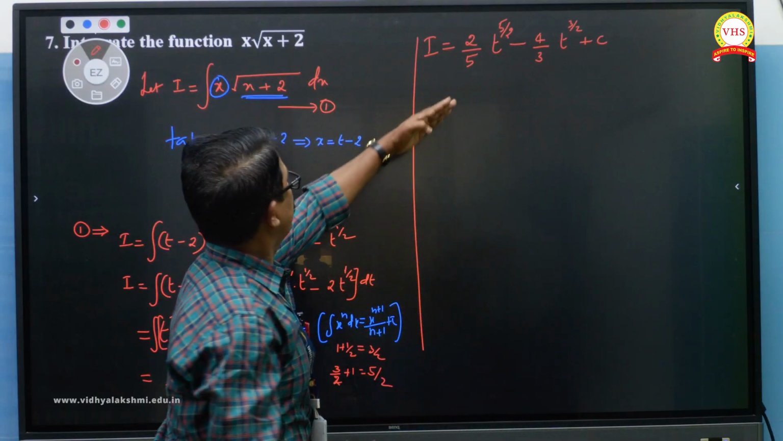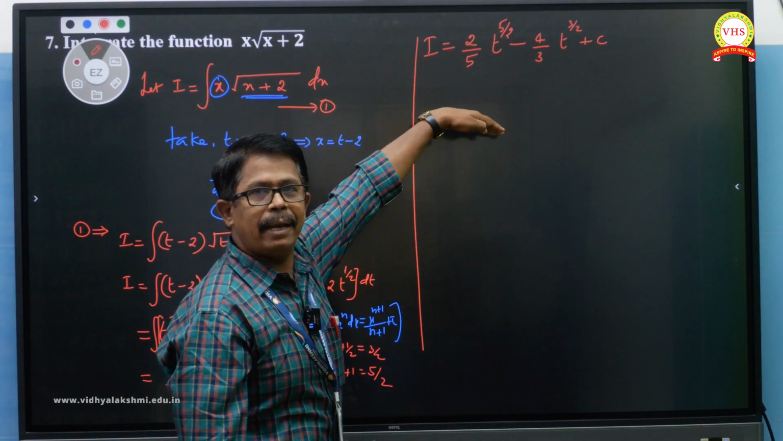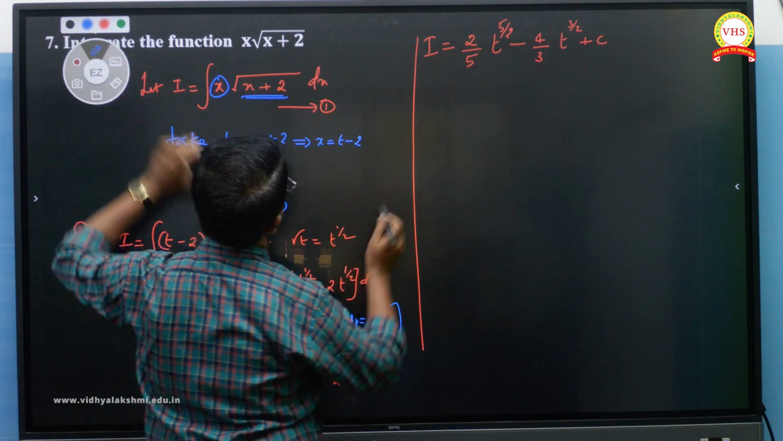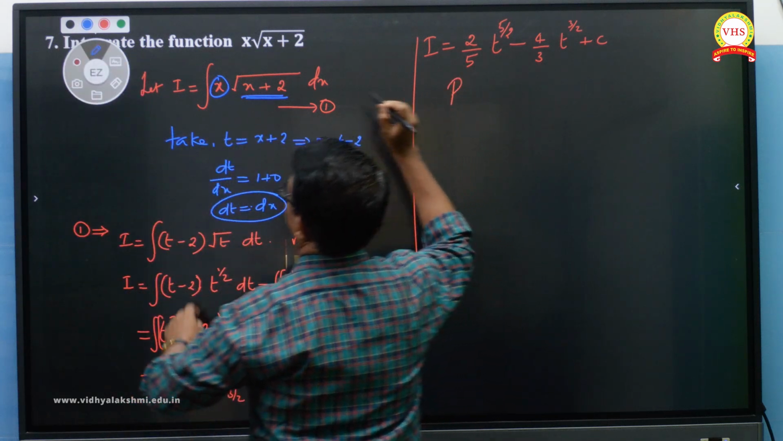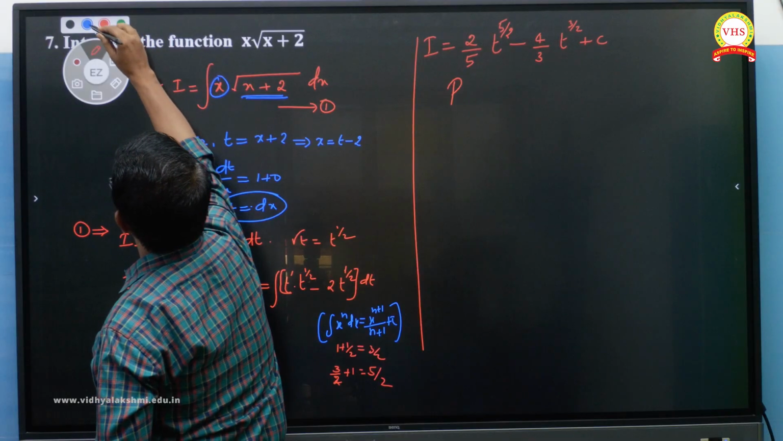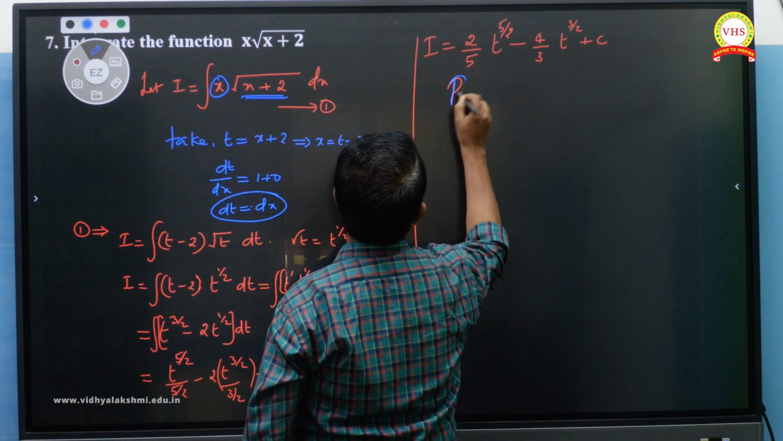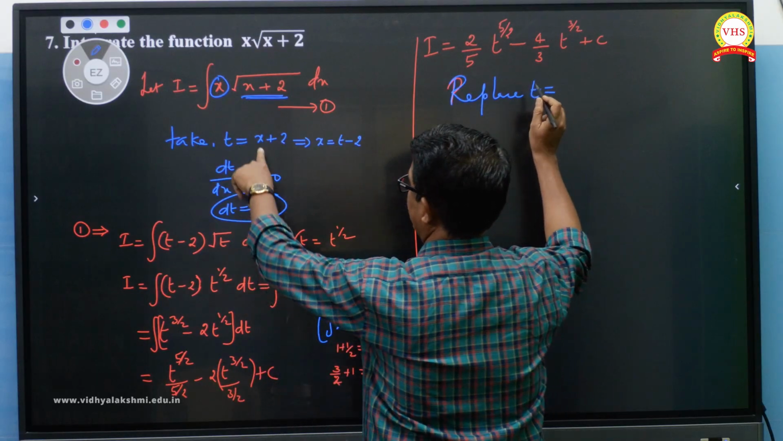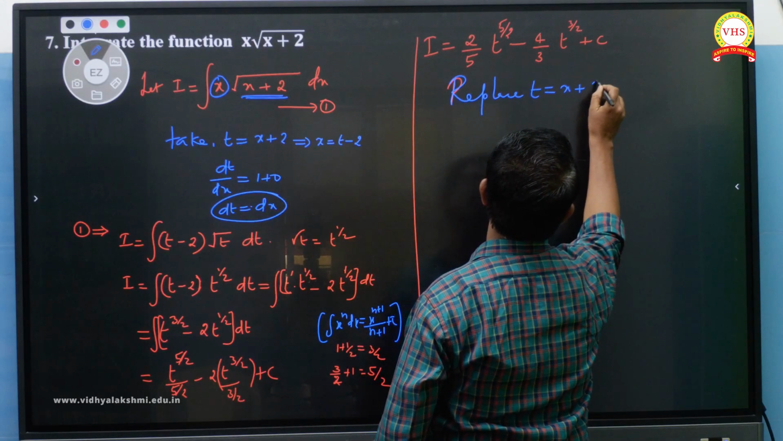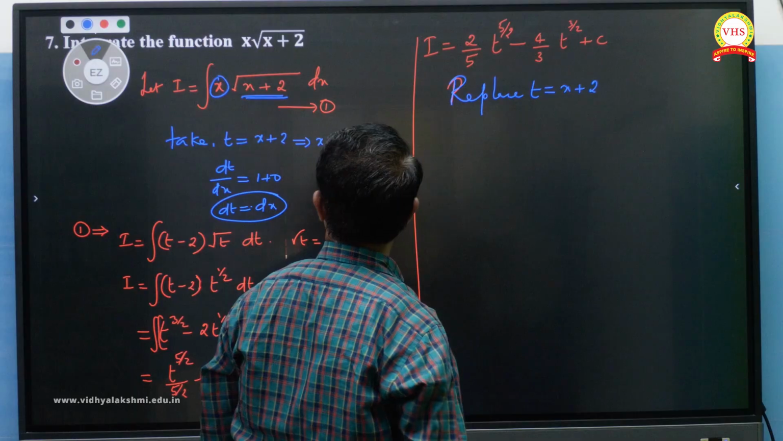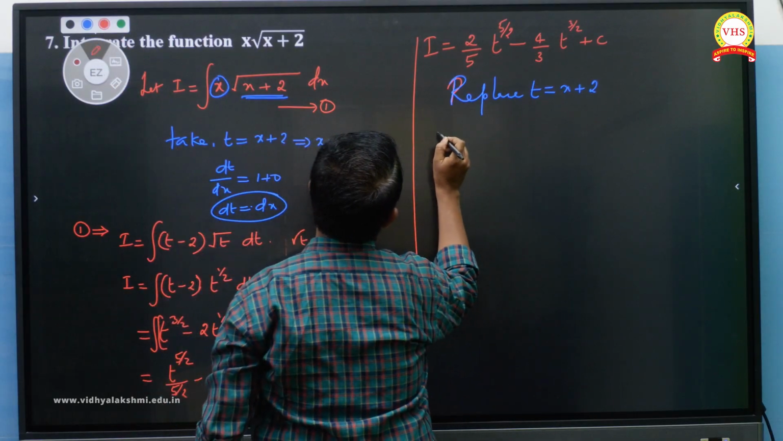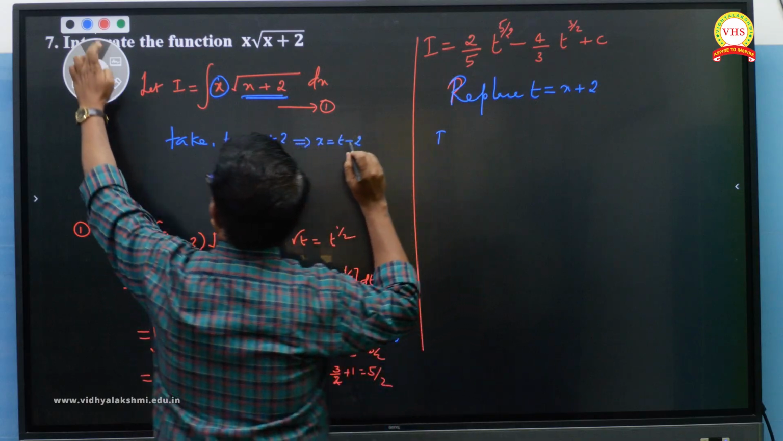Now finally, the integrated answer is in terms of t. You have to replace t. What is t equal to? What did we assign here? x plus 2. Then what is the final answer of the integration? I equal to.